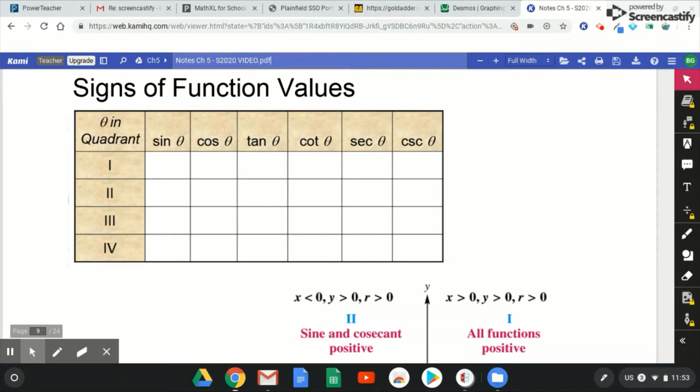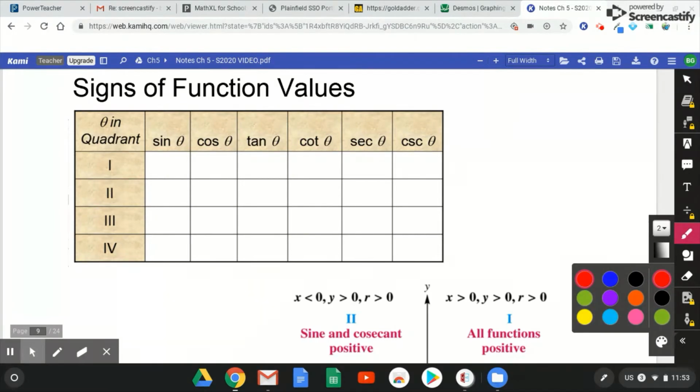When we talk about the sign of the function values, we're talking about positive or negative. When are they positive and when are they negative? And that's going to be really, really important. So what you can think of is the coordinate plane and the four quadrants: 1, 2, 3, 4.